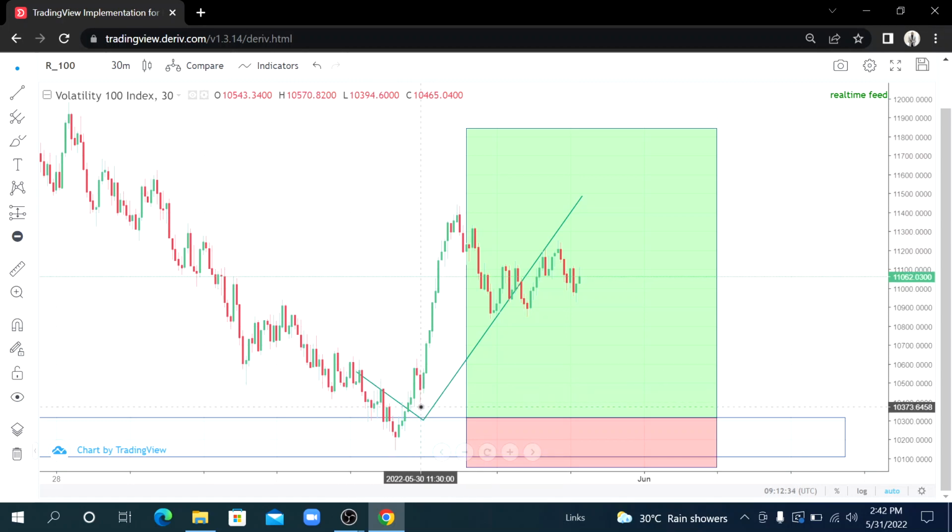I entered the trade. My stop loss was here, just a few pips below this bearish candle. And see what happened. Drastically, it went up, but it's yet unable to hit my take profit. But see what it's currently doing.